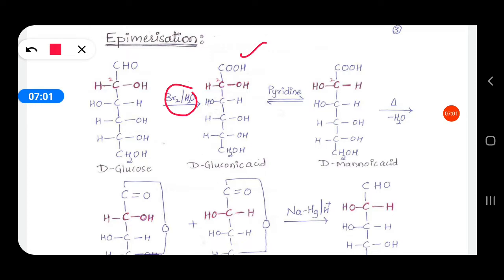Then this is heated with pyridine or quinoline. That gives an equilibrium mixture of the original acid and its isomer. The original acid is gluconic acid and its isomer is D-mannoic acid. At the alpha carbon, that is the carbon adjacent to the functional group, the second carbon, the configuration will be changed on heating the compound in pyridine, or quinoline can also be used instead of pyridine. So an equilibrium mixture of D-gluconic acid and D-mannoic acid is obtained on heating with pyridine.